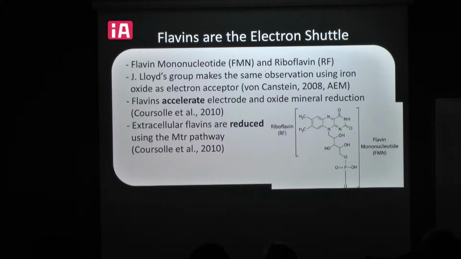So at that time, a colleague of mine in the UK published a very similar finding where instead of using electrodes like we were using, they were using iron oxides as the electron acceptor. We published a paper showing that flavins make electrode and iron oxide mineral reduction go faster. And we also showed that extracellular flavins are reduced by this pathway that I just showed you. But what we were really interested in is trying to identify a strain that doesn't secrete flavins.